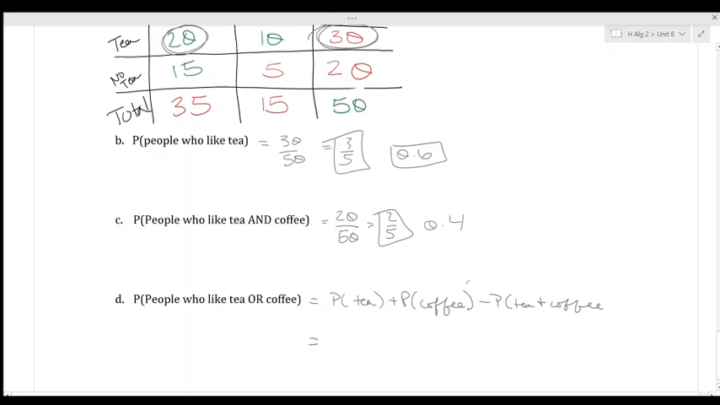So, probability of people who just like tea is 30 out of 50, plus the probability of people who like coffee is 35 out of 50, minus the people who like both, which is 20 out of 50. And this gives us 45 out of 50, or 9 out of 10. And if you're a decimal person, that's 0.9. Now I'm going to show you a dependent probability based on this table, okay?